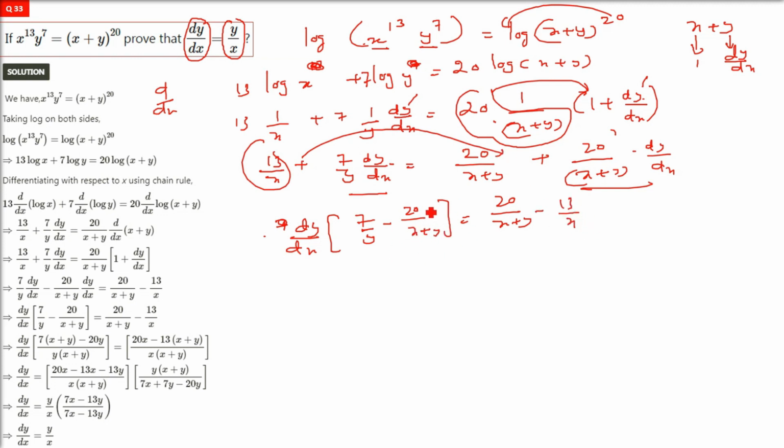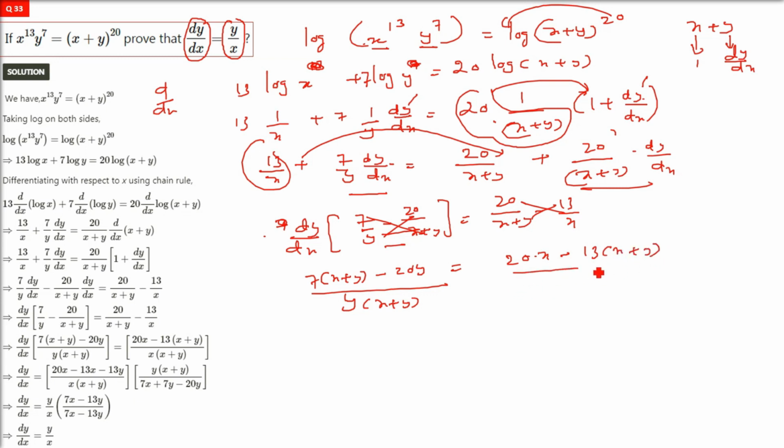We know how to take the LCM. So the best way is, let us take the LCM now. Dy by dx will be on the left hand side. So this is y into x plus y. First you multiply this, put it in the denominator, then you cross multiply: 7 into x plus y minus y into 20y, that is 20y. Here also 20 into x minus 13 into x plus y, and in the denominator it will be x into x plus y. And dy by dx is already there on the left hand side.